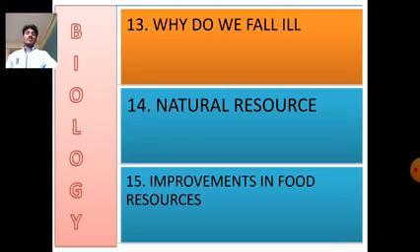In this chapter, we learn what natural resources are, for example, air and how to control air pollution. Next, water and how to control water pollution.